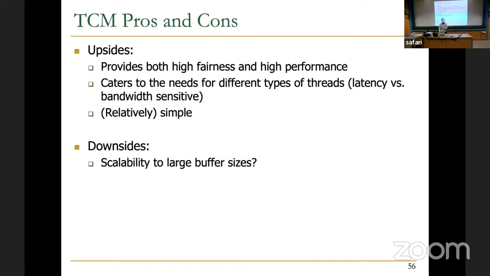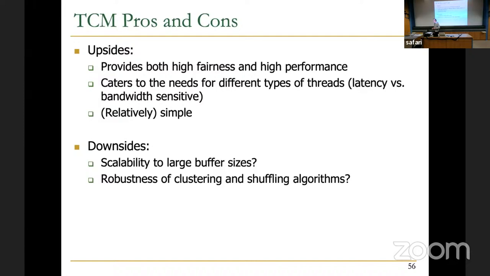So there are a bunch of downsides. The scalability to large buffer size is not easy, and this is true for many of the scheduling algorithms, maybe except for Atlas, minus the ranking from Atlas. These heuristics become not so robust as you scale to, let's say, thousands of requests in the memory controller. That was our goal in a later work, which I'm not going to discuss, but I'm going to mention that. So robustness of clustering and shuffling algorithms are also questionable.